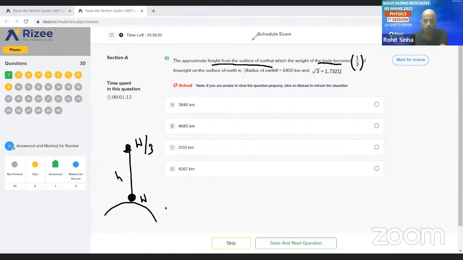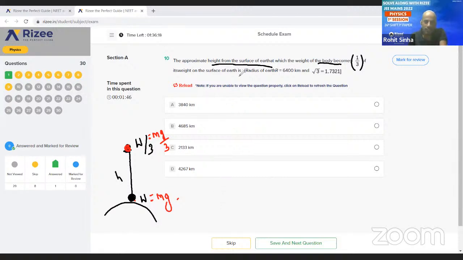We have to go fast, okay, but we will cover the important part of each question. So what we will do, weight is reduced by 1/3, and you remember weight is equal to mg, so we can write here it is equal to mg by 3. That means the value of g is decreasing from g to g by 3, that we came to know.